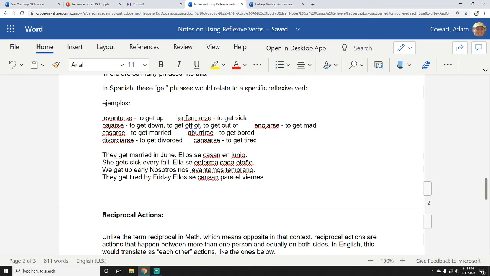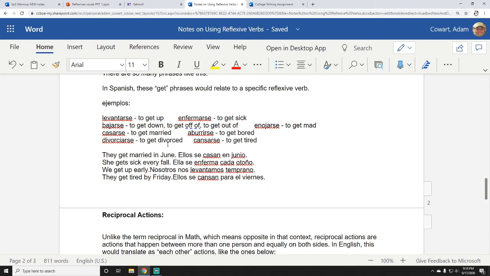All right, so here's some examples. They get married in June. Ellos se casan en junio. She gets sick every fall. Ella se enferma cada otoño. We get up early. Nos levantamos temprano. They get tired by Friday. This is referring to teachers and students. Ellos se cansan para el viernes.